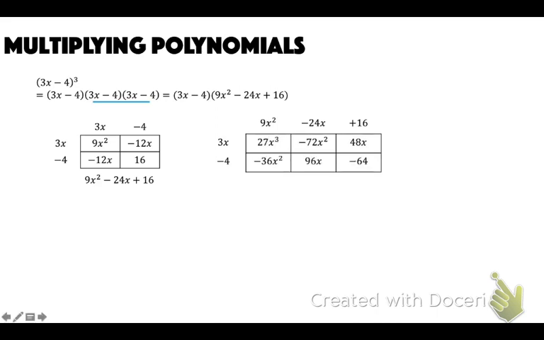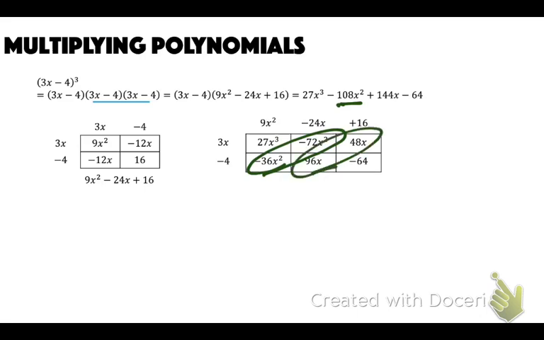Multiply it all out. 27x cubed, negative 72x squared, 48x, negative 36x squared, 96x, and negative 64. Combine like terms here. So these 2 combine to give us negative 108. These 2 combine to give us 144. Okay, so it's like a 2-step multiplication problem. If that was to the 5th, it might be like a 3 or 4 step. Okay, let's try another one.